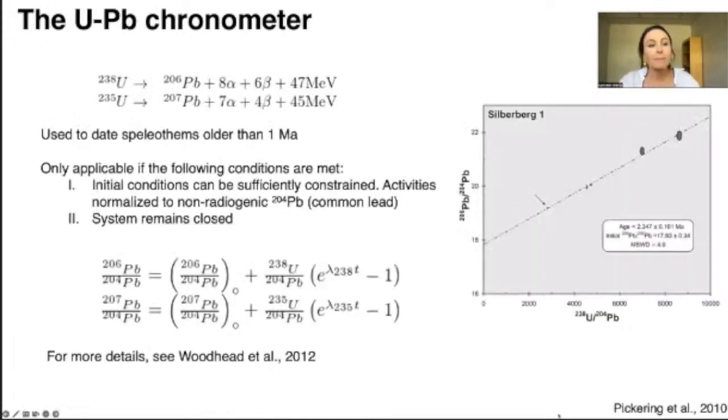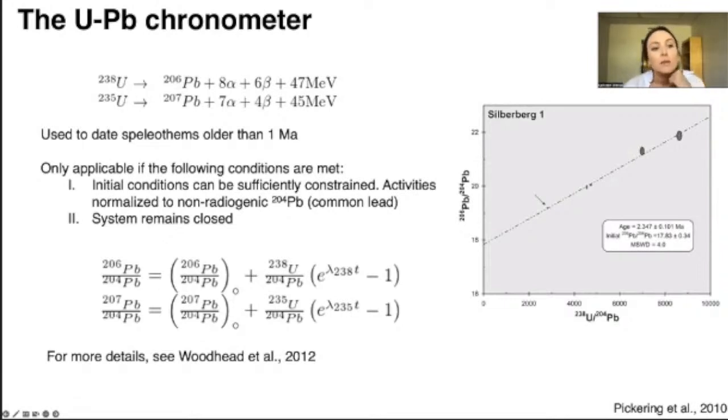Okay. Then we have the uranium-lead chronometer. This is the last one that I will talk about. Uranium-lead allows us to date speleothems that are older than 1 million years. It is based off of the two decay chains that we've been talking about: 238, which leads us all the way to lead-206, and 235, which leads us to lead-207.